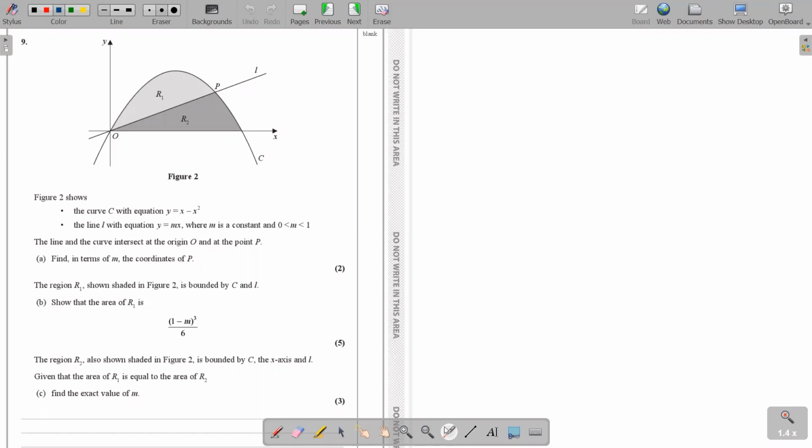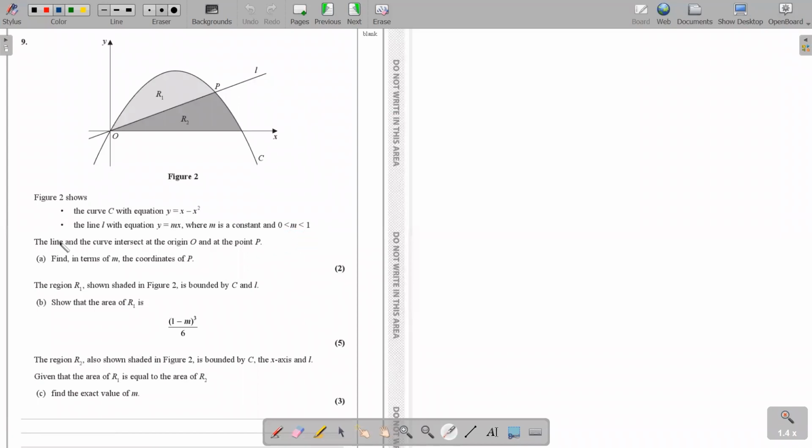Okay, so we'll move on to question number 9. Figure 2 shows the curve C with equation y equals x minus x squared. The line L with equation y equals mx. Okay, can you see? X minus x squared is the quadratic maximum curve. And the line y equals mx is a straight line where m is a constant and m is between 0 and 1. They have told you m is supposed to be between 0 and 1.